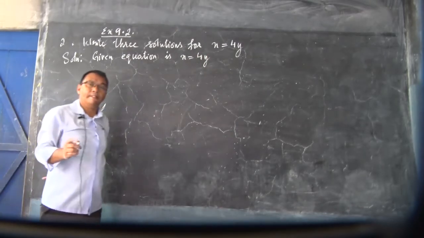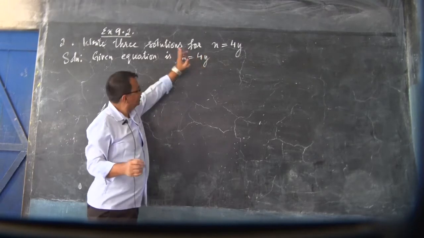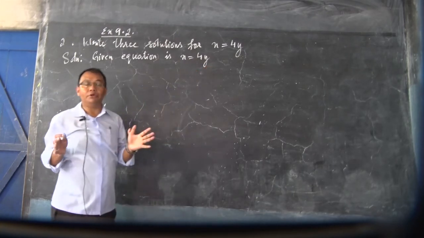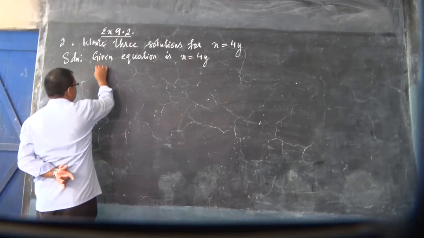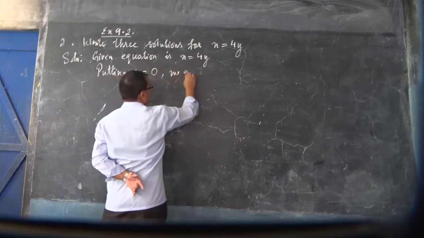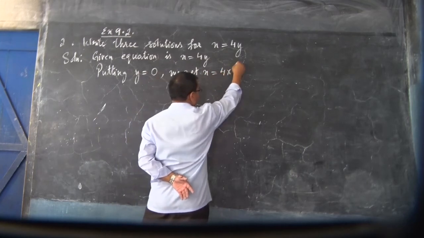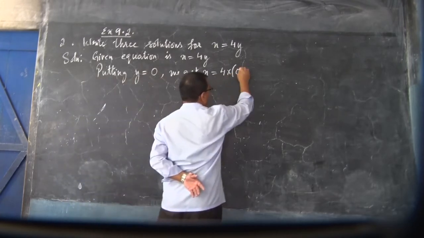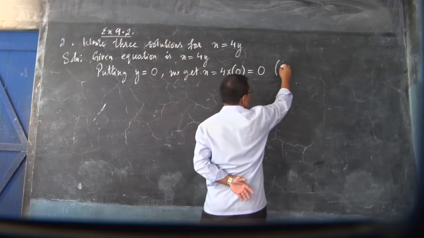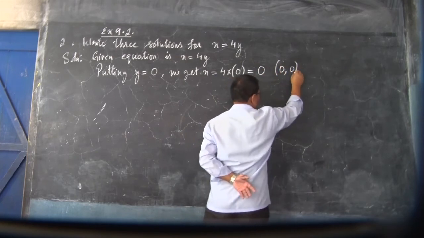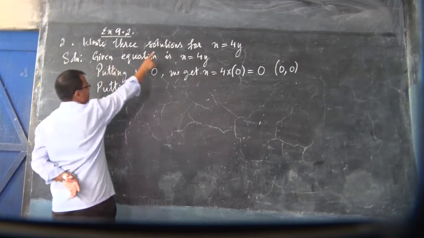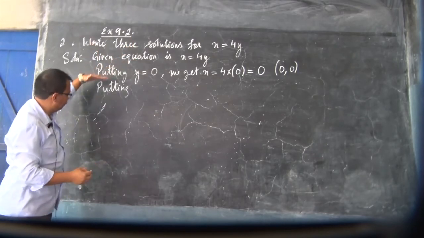We use the substitution method: we substitute, putting y as any number we wish. Suppose we put y equals 0. Then what do we get? x equals 4 multiplied by 0, which is 0. So x is equal to 0, y is equal to 0. Then we can take up to 3 steps because the question asks for 3 solutions. If the question asks for 4 solutions, you can go 4 steps.